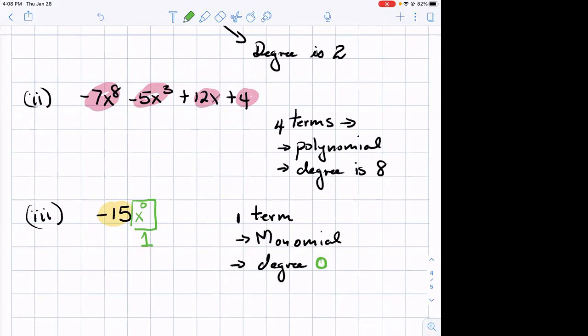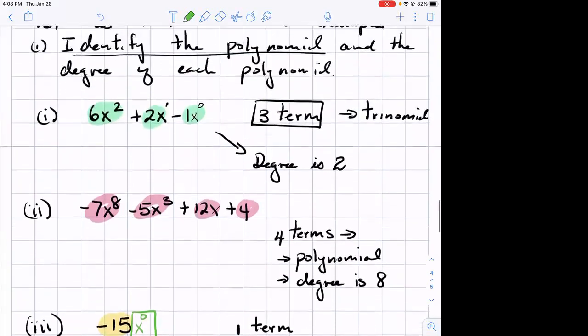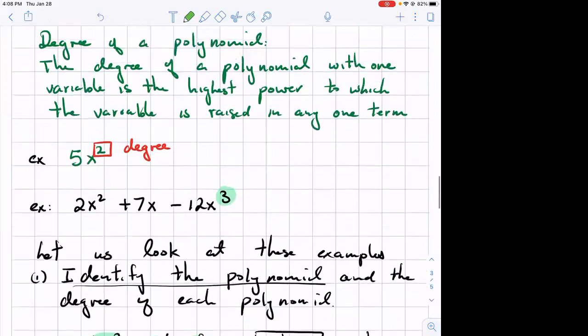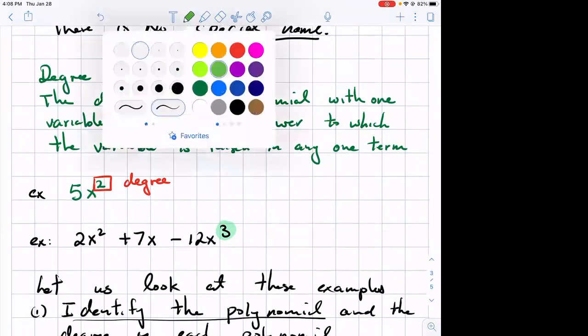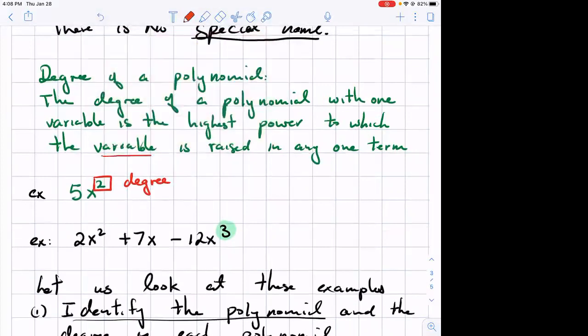Okay, because you have to be careful when we talk about degree, right? If you go back, the degree of the polynomial with 1 variable is the highest power to which the variable, very important, to which the variable is raised. Because numbers by themselves have a power of 1, right? If I write the number 7, it's 7 raised to the first power. Okay?